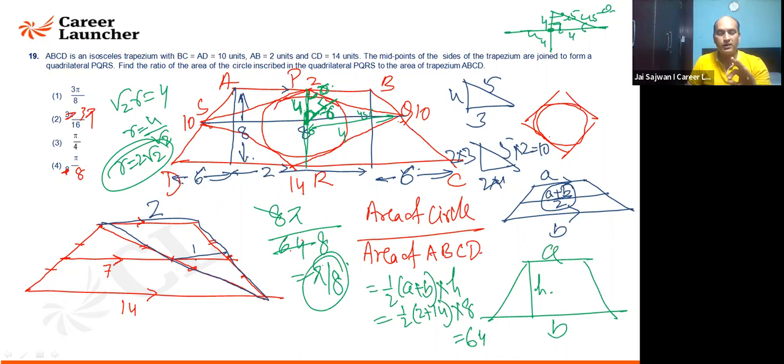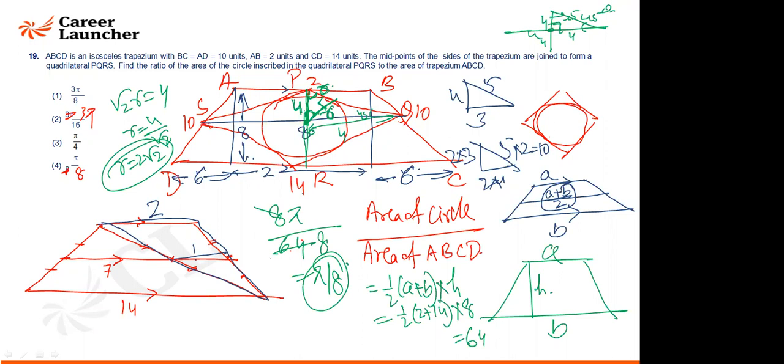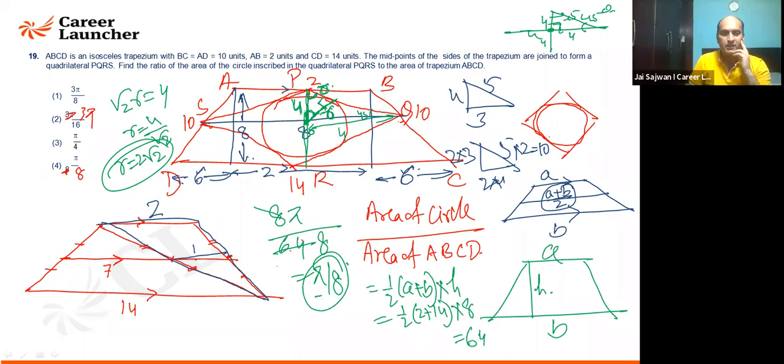I hope, Jasween, you understand where you made the mistake. You said pi by 4, my dear, it is half of that. So my answer comes out to be pi by 8, which is the correct answer. Option number 4 this time.